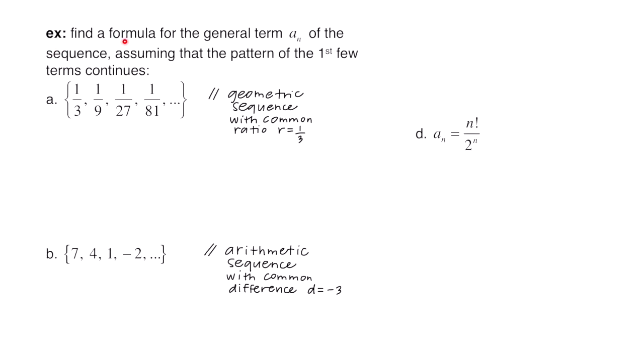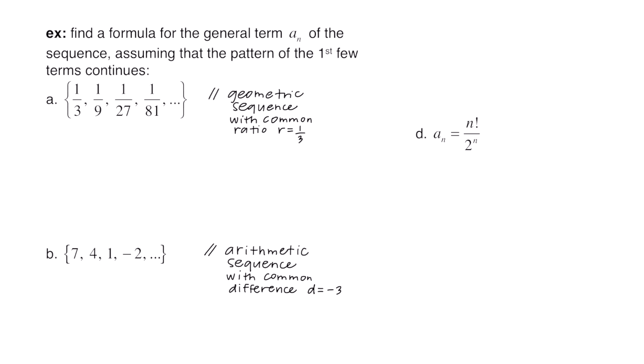This example says write a formula for the general term a sub n of the sequence, assuming that the pattern of the first few terms continues. So for part A, we have 1/3, 1/9, 1/27, 1 over 81, and so on. And I made a note over here, this is a geometric sequence.